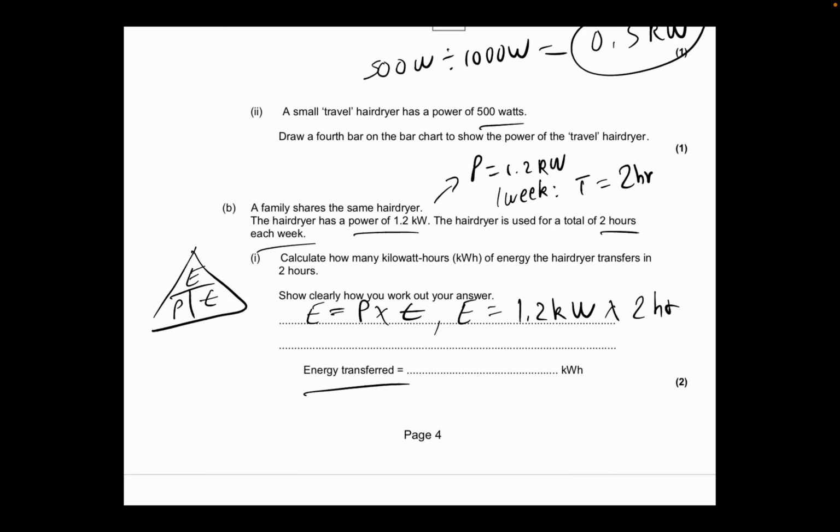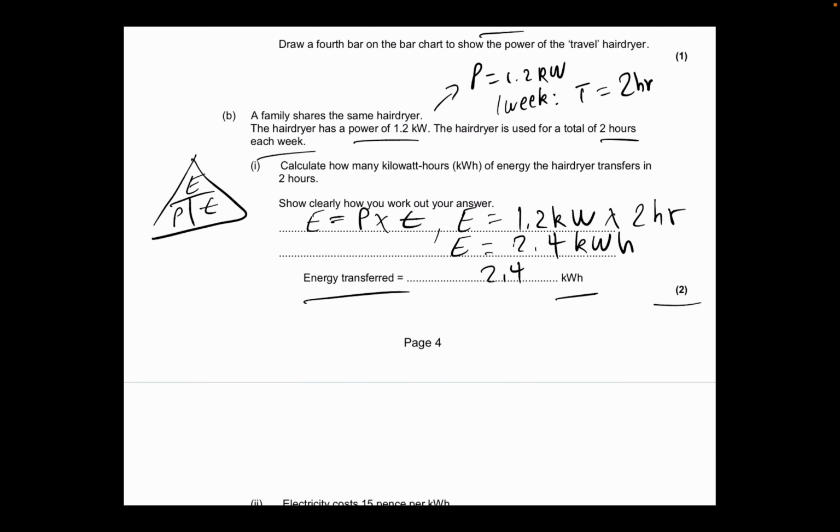Now the reason I'm not changing any of these values is because the answer value is given in kilowatt hours. So that's something that you're not going to change. So you have energy equal to 1.2 times 2 hours. This is going to give you about 2.4 kilowatt hours. That's going to be your answer for about 2 marks. Let's move on to the next question.